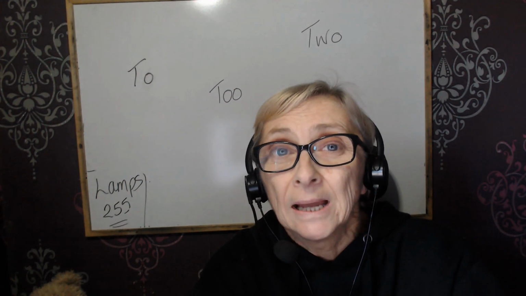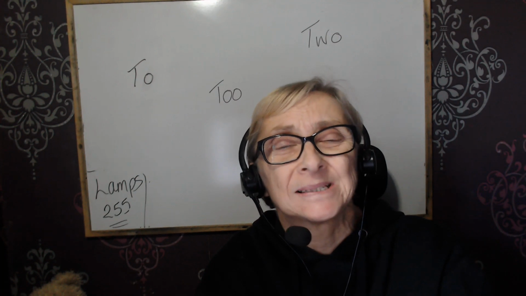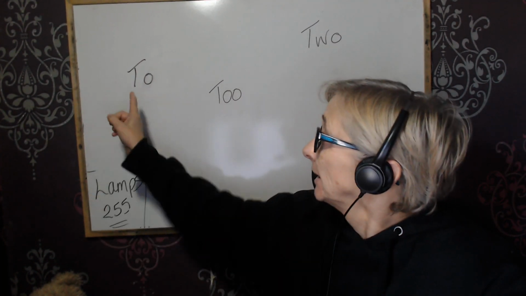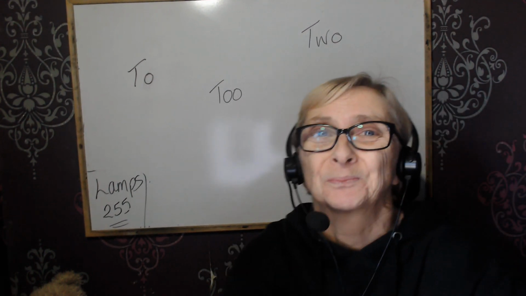Today we're looking at homophones. Homophones are words that sound the same but are spelt very differently, like these ones: to, too and two.